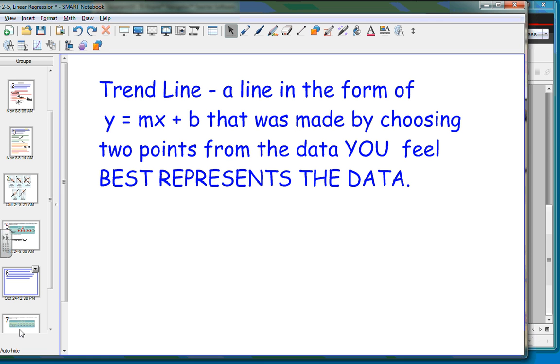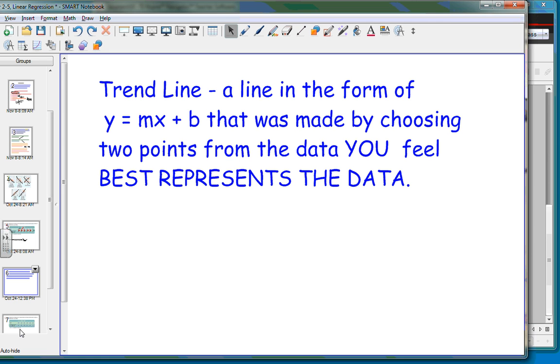How many people chose 8 and 16 and they went through those the most? Anybody else choose something else? 12 and 18. 8 and 12. How many people chose 8 and 12? Okay, it's about equal. I'm not going to lie. It seems like 8 and 12 seems to be the winner of the day.